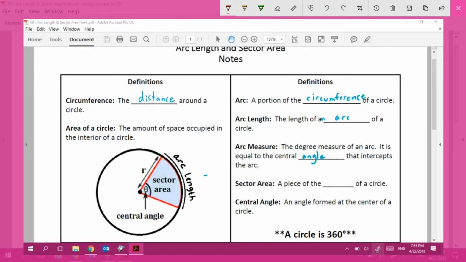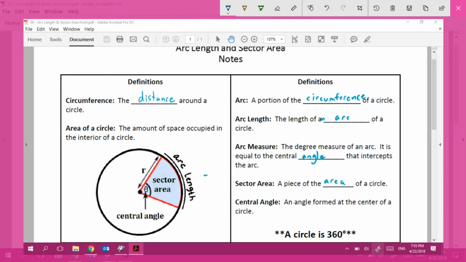Next, a sector area. The sector area is a piece of the area of a circle. So instead of giving you the whole area, look at our picture, the sector area is just this shaded section of the circle. It's only part of the area of a circle.